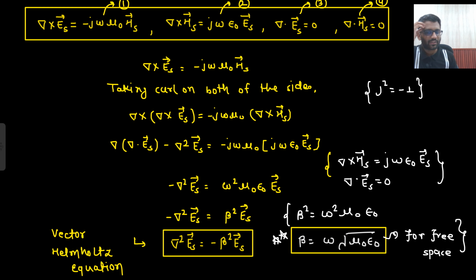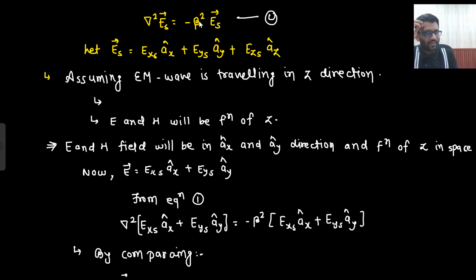Now we are going to solve this equation. This is your Laplacian operator, del square Es. Did I tell you how to solve this? Yes. So what we are going to write, del square Es equals minus beta square Es. Now what is Es? Es is the phasor representation of the electric field. The electric field can be in x direction, y direction and z direction. So Exs ax cap plus Eys ay cap plus Ezs az cap.